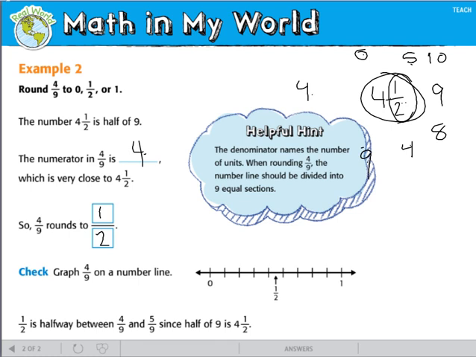Then we check it on our number line. That's where 4/9 would be. Okay? 1, 2, 3, 4, 5, 6, 7, 8, 9. So 4/9 would be right there. You can see it's like half a thing away. So it's half away from that. Where here it's 5 away, and here it's 4 away. Okay? So half is halfway between 4/9 and 5/9, since half of 9 is 4.5. So it's closer to half.